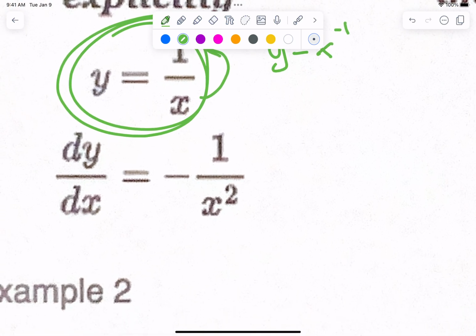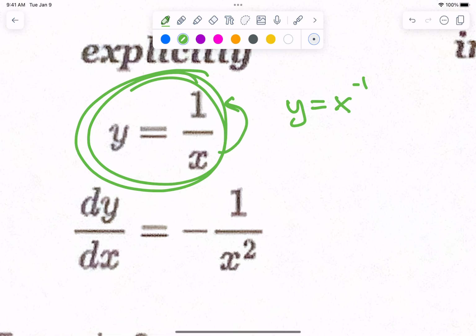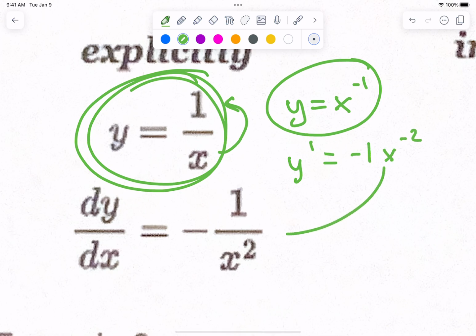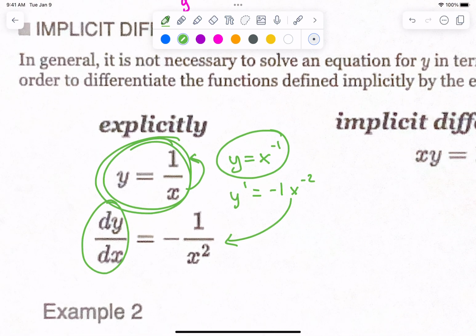Same thing with this one. They went ahead and found it, right? If I take the derivative of this, this is saying y prime equals negative 1 x to the negative 2 power, which then reduces and becomes negative 1 over x squared. So that's what they got. Except they didn't call it y prime, they called it dy/dx. Okay, that's how they got that, all right?